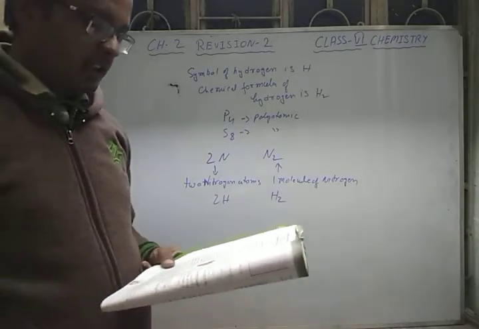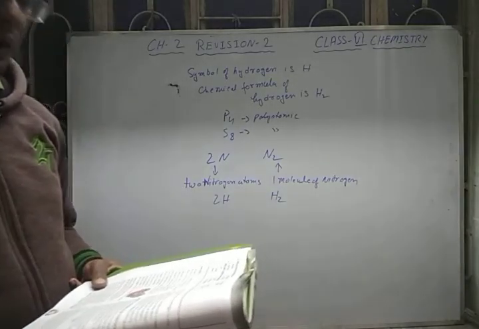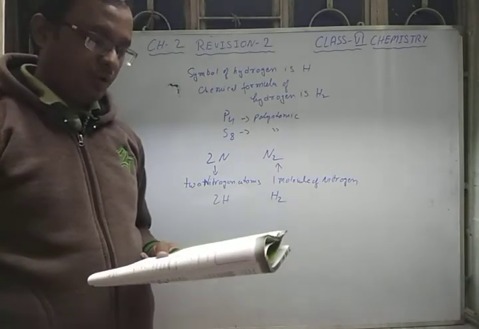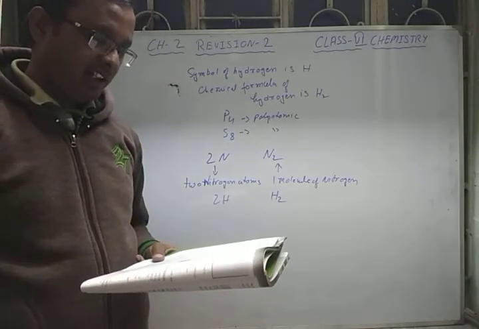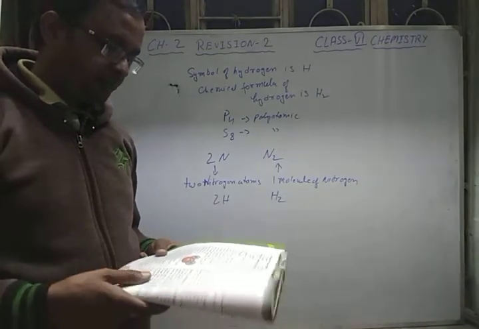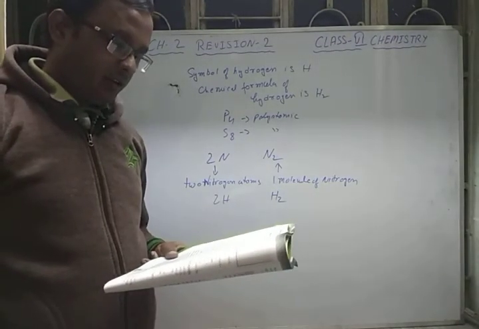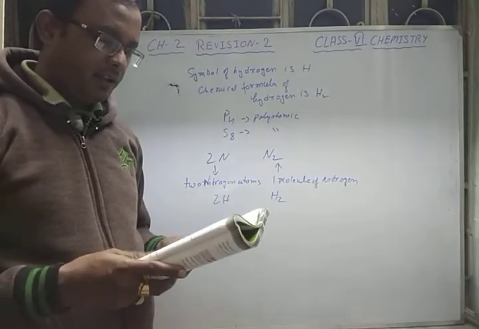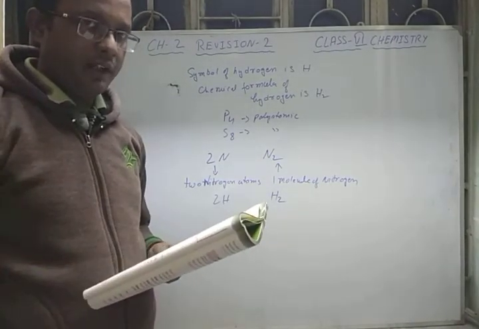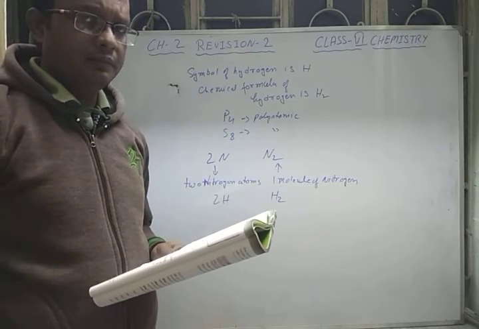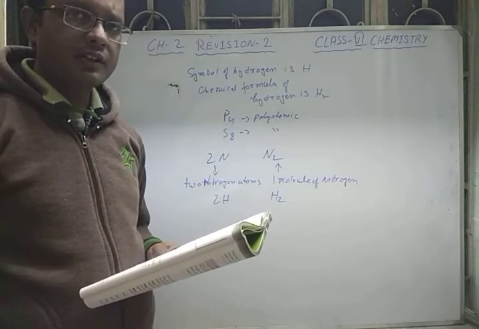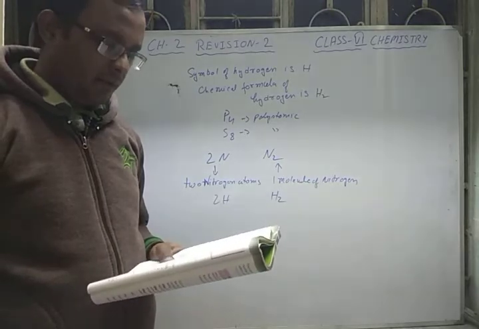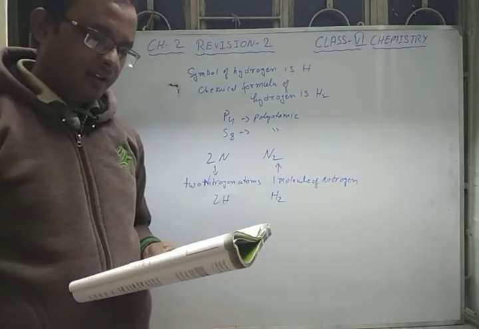So there are so many compounds: water, H2O, carbon dioxide, CO2, nitrogen dioxide, NO2, calcium oxide, CaO, zinc chloride, ZnCl2. All of these are called compounds because, suppose in case of water, hydrogen and oxygen combine together in 1:8 ratio by mass.